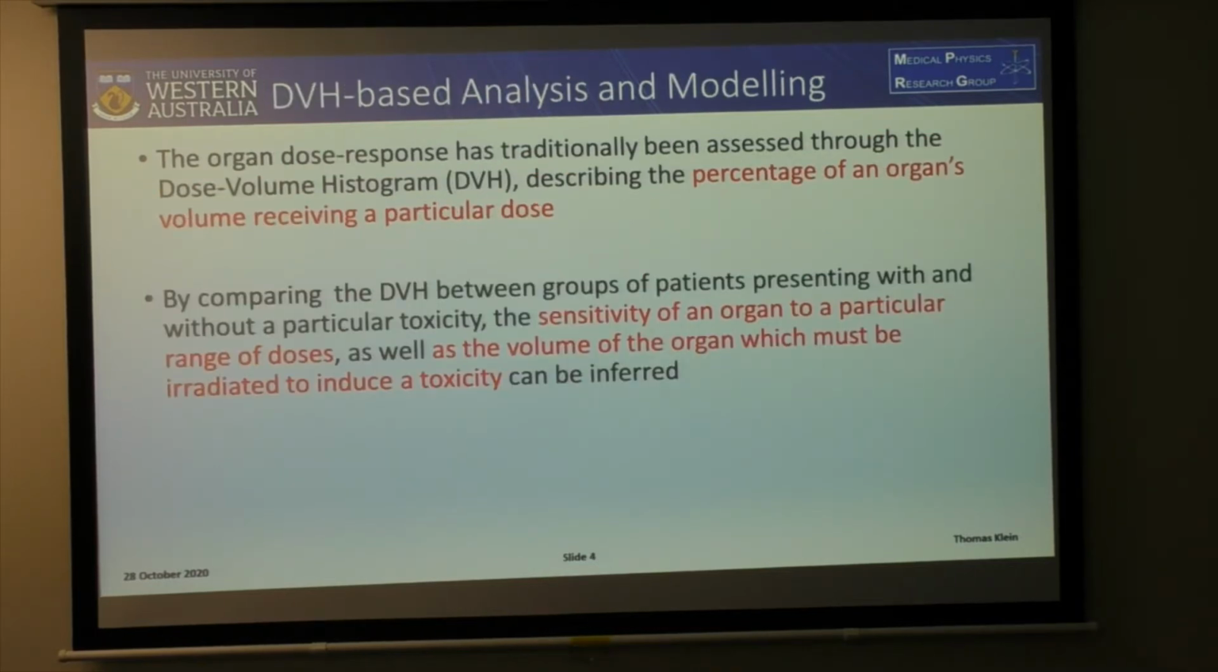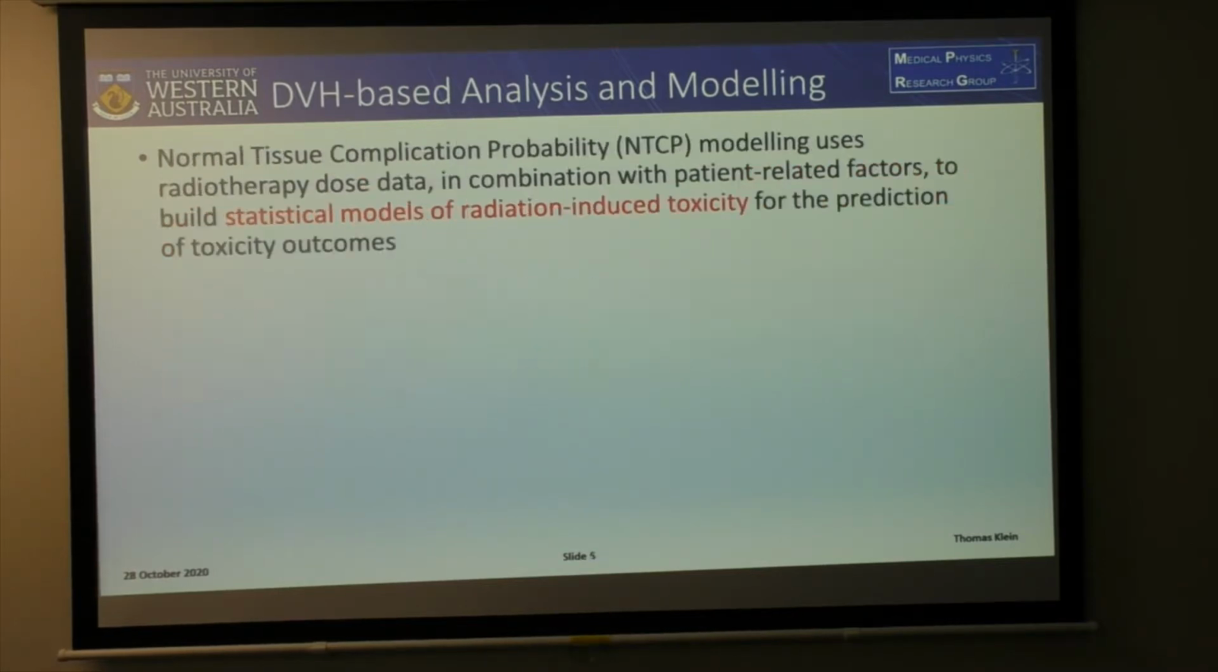So due to sort of the restrictive nature of this approach and the need to use the dose volume histogram, we have traditionally assessed organ dose response through this DVH, which describes the percentage of an organ's volume receiving a particular dose. So notably, by comparing the dose volume histogram between groups of patients who present with and without a particular toxicity, we can identify the sensitivity of an organ to a certain range of doses, as well as the volume of an organ which must be irradiated in order to induce a certain toxicity endpoint.